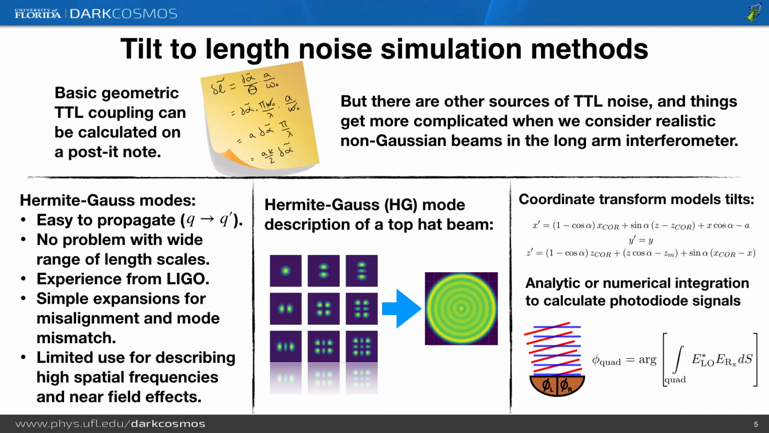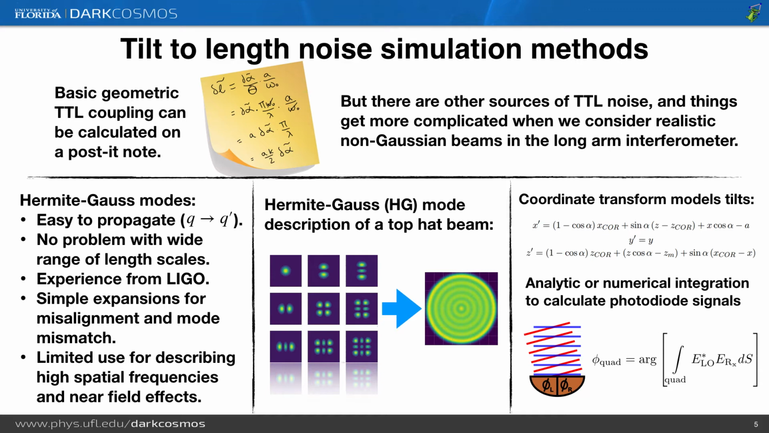A decent approximation of TTL coupling can be calculated on a post-it note though, as shown here. So why do we need fancier methods than that? The truth is, the simple geometric TTL coupling is just one source of TTL coupling. We also have to consider all sorts of other small imperfections in the OMS that can cause other TTL couplings. It's also important to simulate this effect with high fidelity, especially if we're interested in performing coherent subtraction to gain an order of magnitude or more suppression.